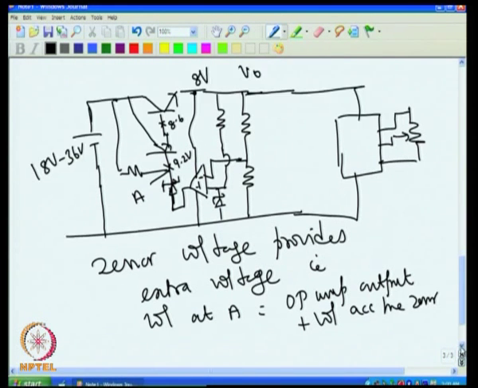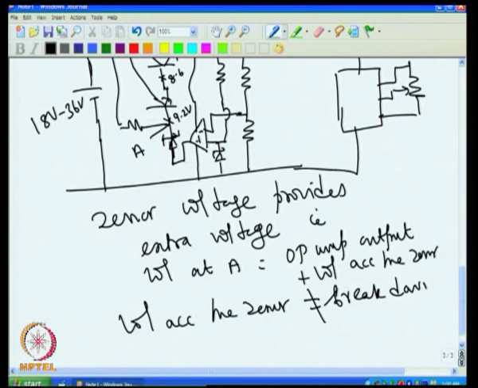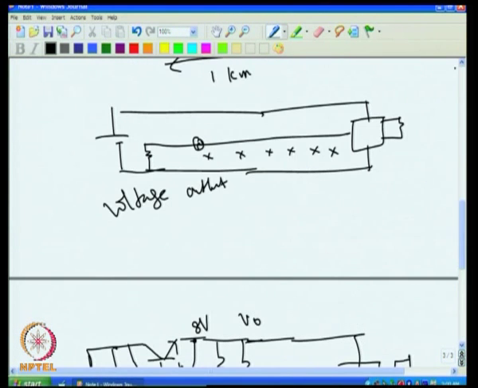But voltage across the zener need not be the breakdown voltage. Some voltage is required, that is all, to make the system start. So, that is why we have added this zener.